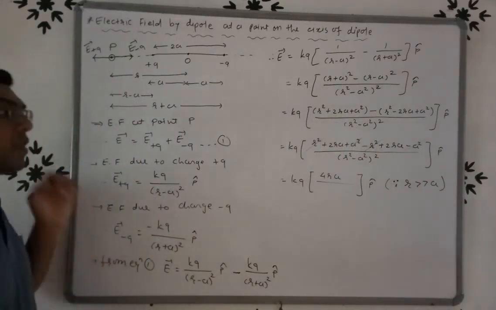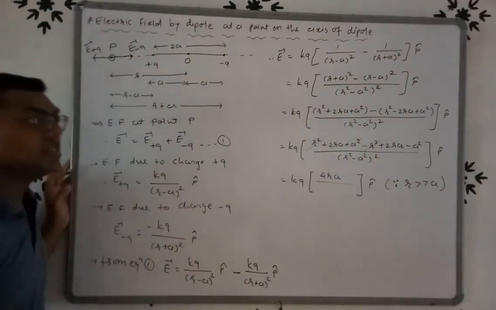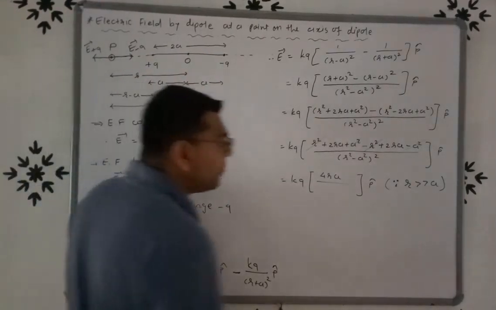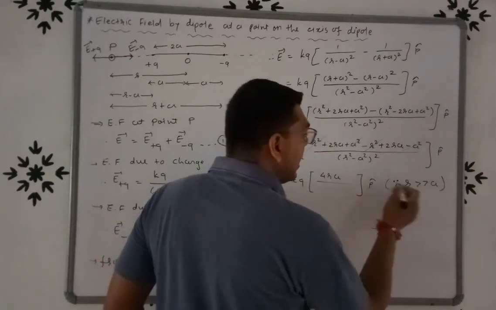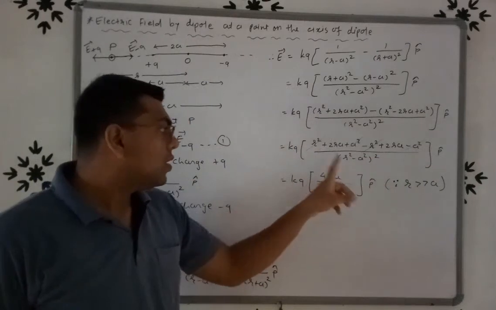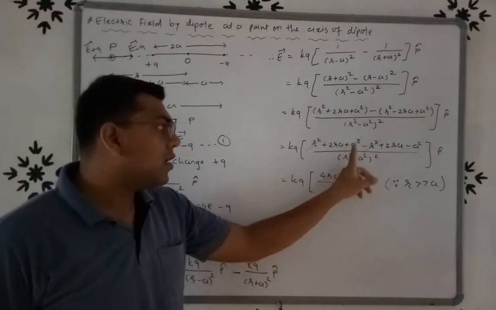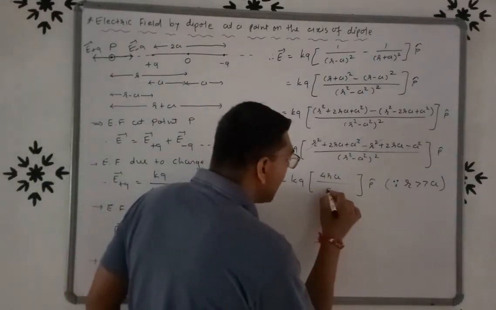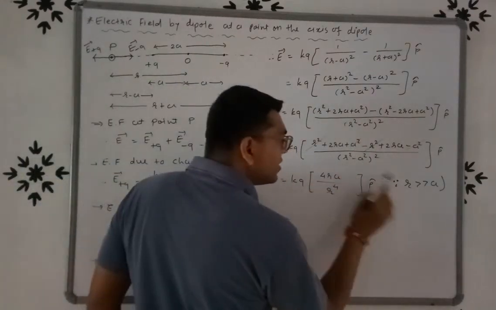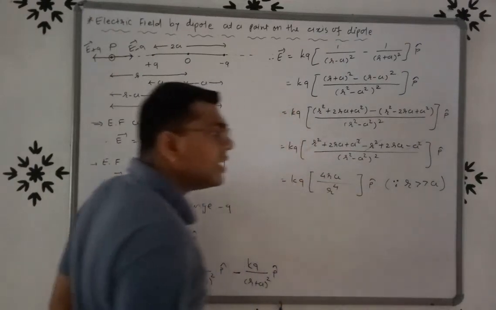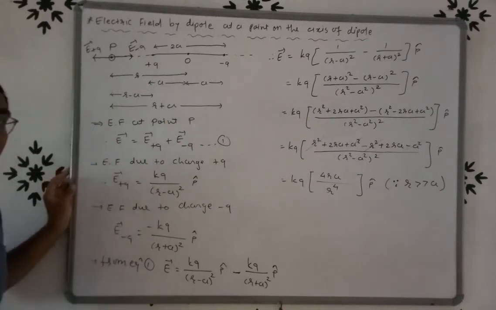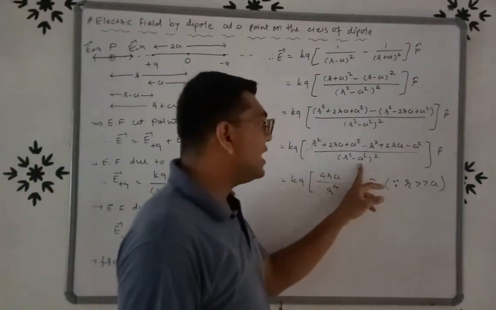Or also we can say that here r is much greater than a, right? That means r is very large as compared to a. So if r is much greater than a, then we can easily neglect a, right? So we can get r square whole square, so we get r raised to 2 into 2, 4, right? Because here we consider that r is much greater than a. That means a is very small as compared to r. So here we neglect a.